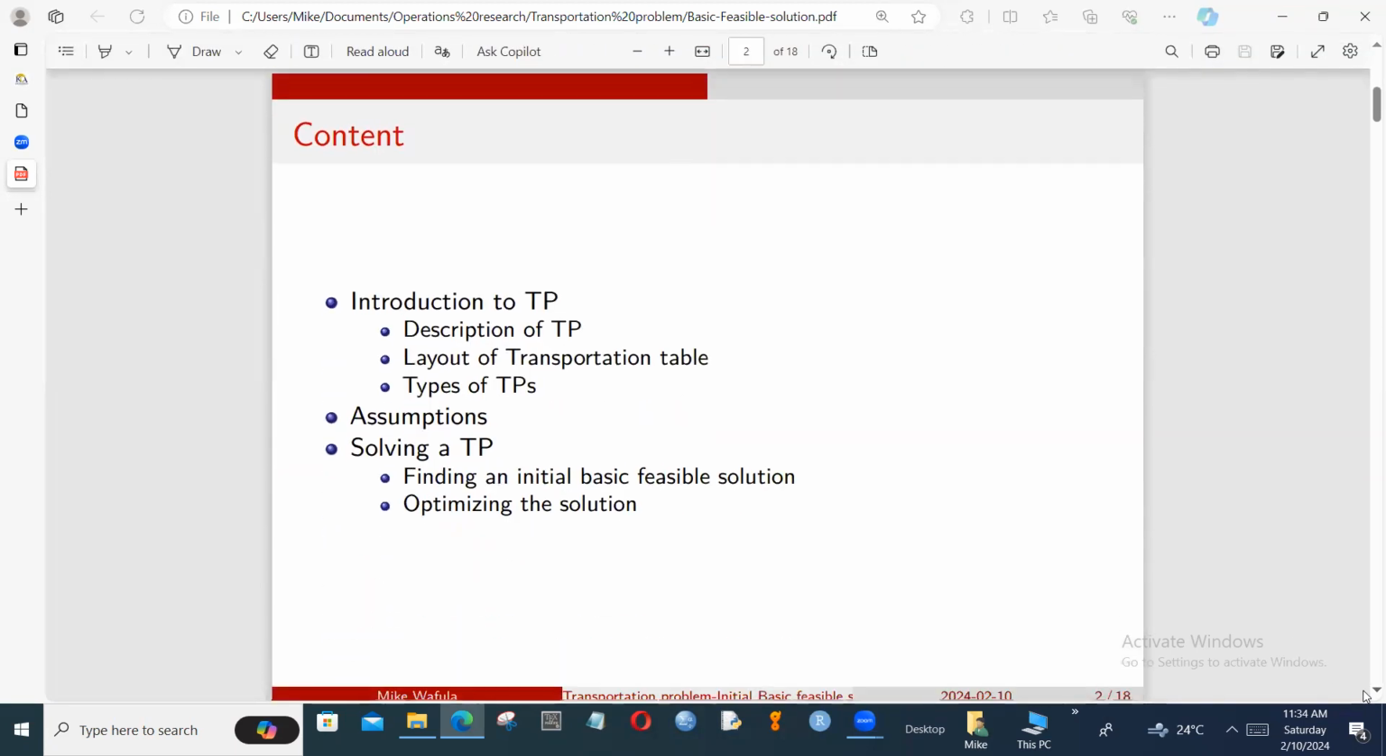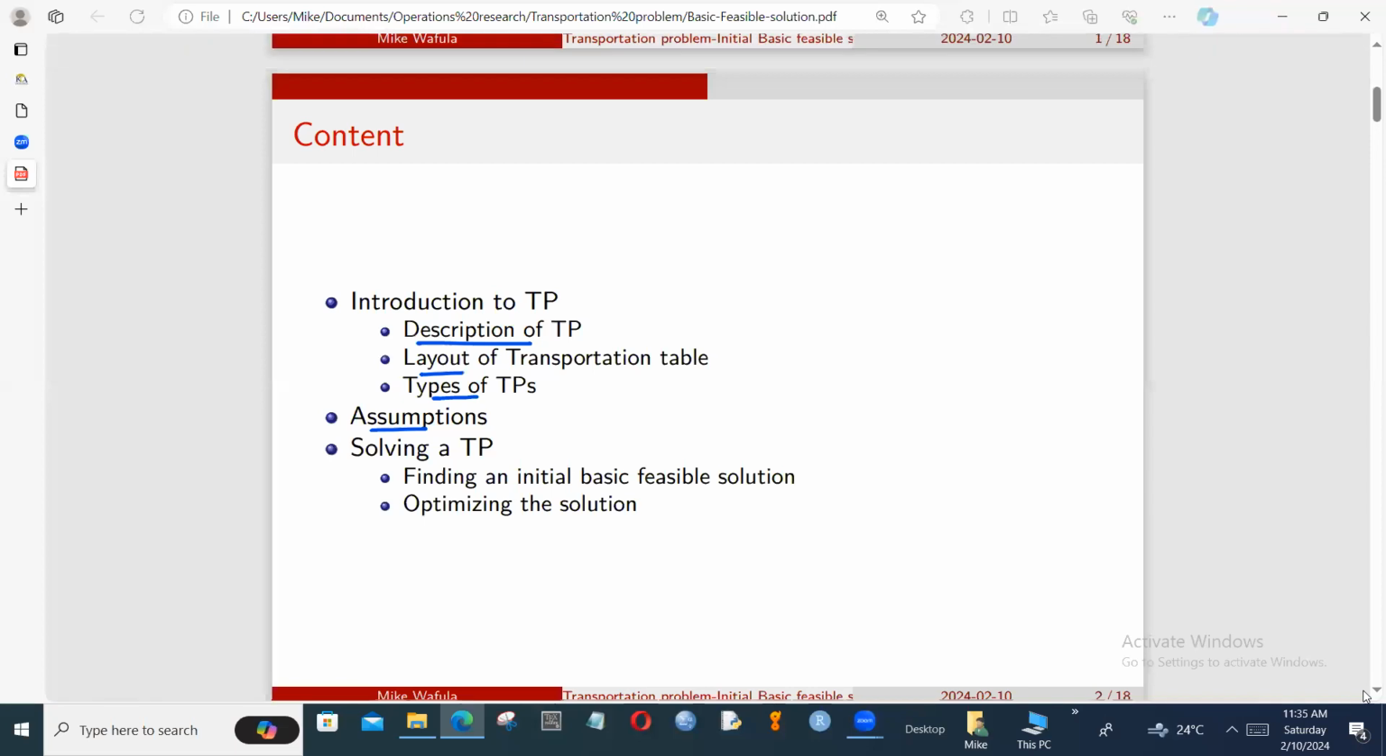But even before we discuss those phases of solving a transportation problem, we are going to do a bit of introduction, just understanding what a transportation problem is. We shall look at its layout, and then the various types of transportation problems. We shall also look at assumptions that a transportation problem has to adopt. And then we shall look at the process of solving a transportation problem, and this is where we are going to spend most of our time.